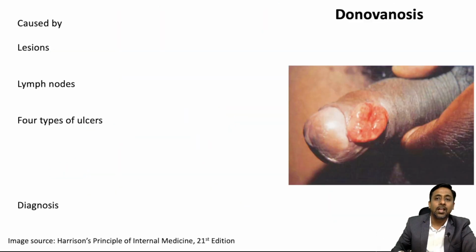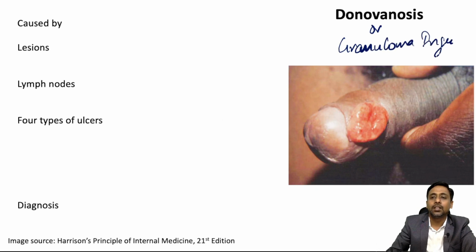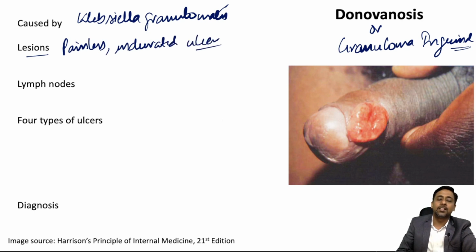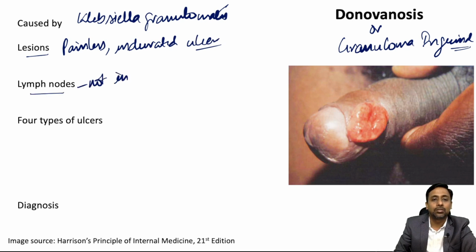Okay, and this donovanosis, which is also known as granuloma inguinale, is caused by Klebsiella granulomatis. Okay, and the lesion, if you see here, is a painless indurated ulcer. Okay, lesion is a painless indurated ulcer, and the lymph nodes are not involved, or there is no lymphadenopathy.